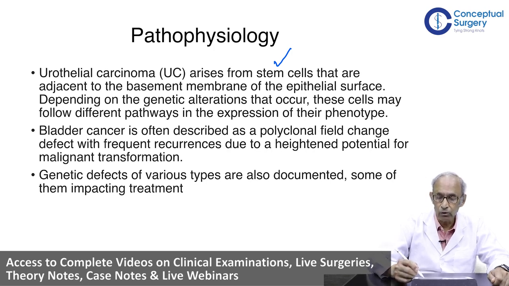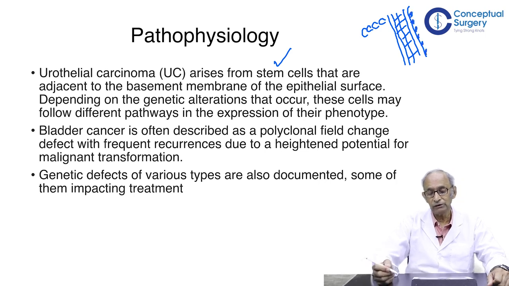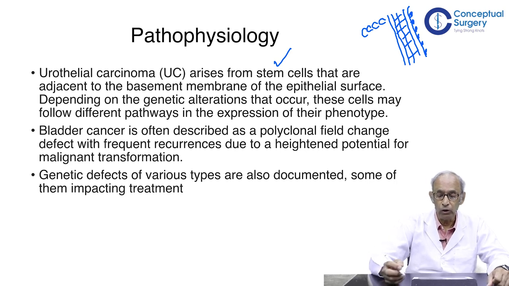If you typically draw the wall of the bladder, you'll have about 3 to 5 layers of epithelium. Just below that will be the basement membrane, then lamina propria, then muscles, right? Superficial muscle and deep muscle. So these we'll talk about later. This is very important. Then we have the perivesical tissues with fat around. So this will be a typical cross section of a bladder wall.